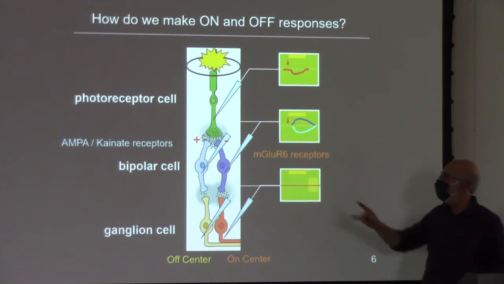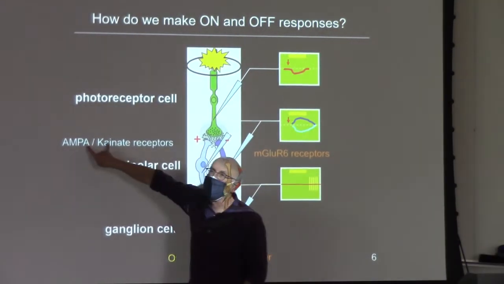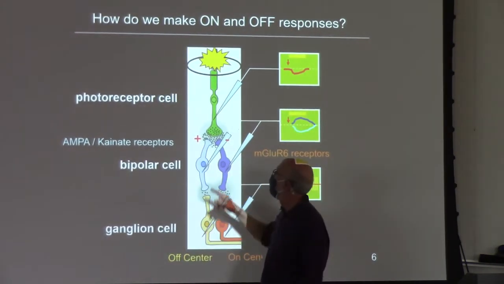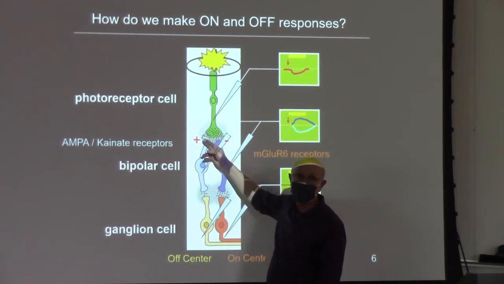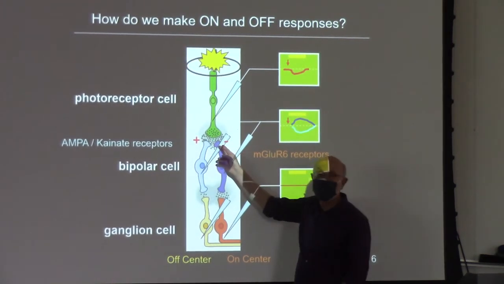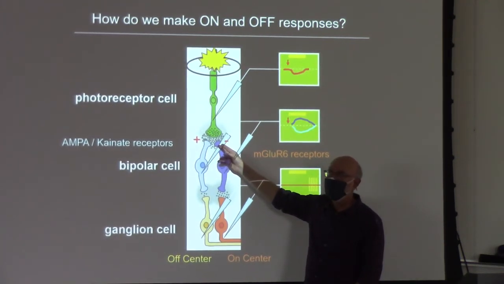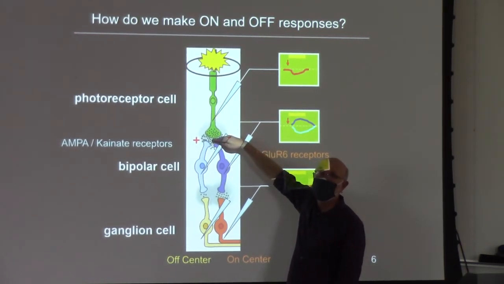I do not want you to memorize this string of characters. You don't need to know that. What you do need to know is that some of the bipolar cells express an excitatory glutamate receptor, and some of the bipolar cells express an inhibitory glutamate receptor. And in both cases, light causes an inhibition of glutamate release.